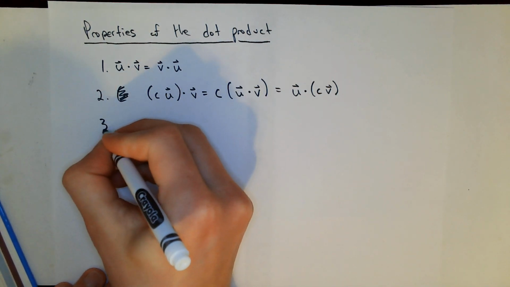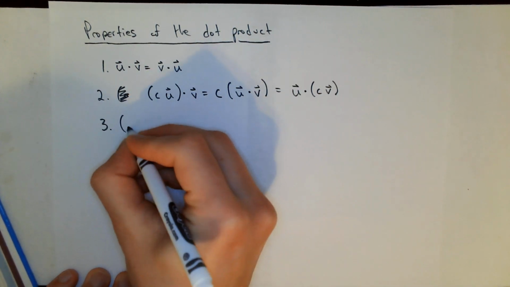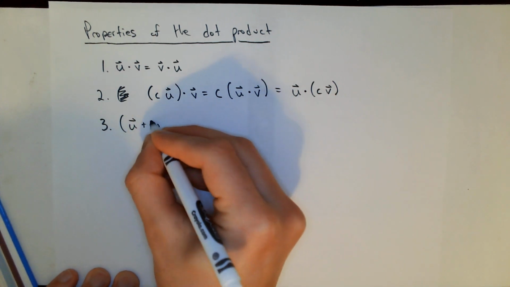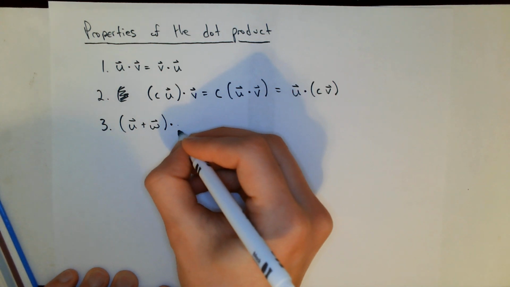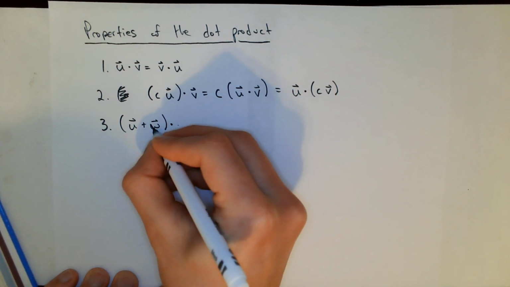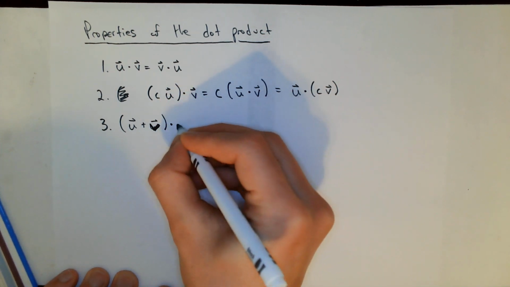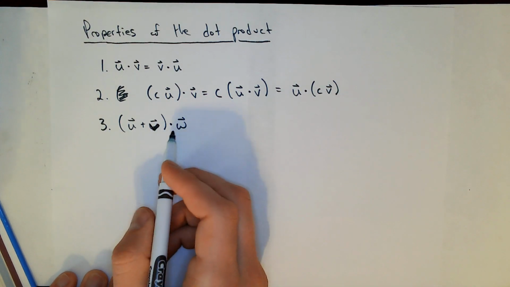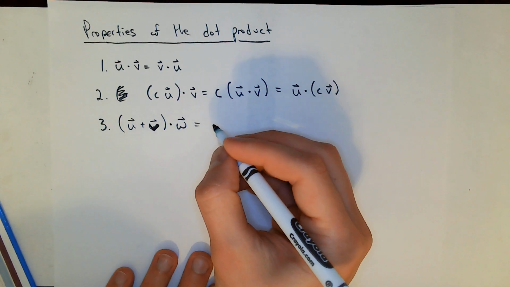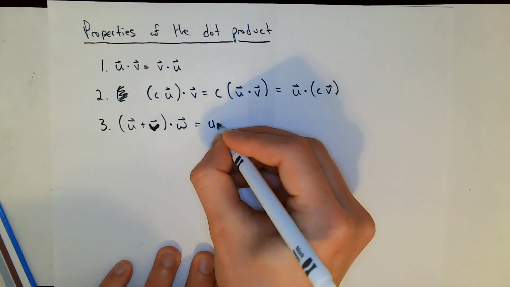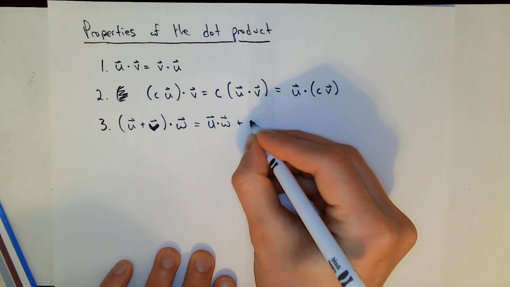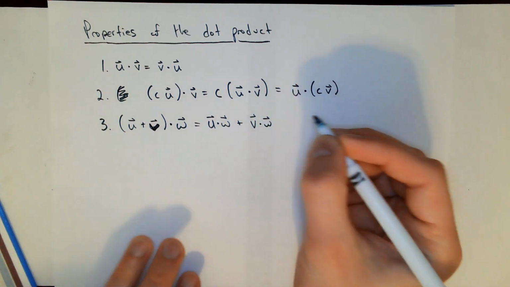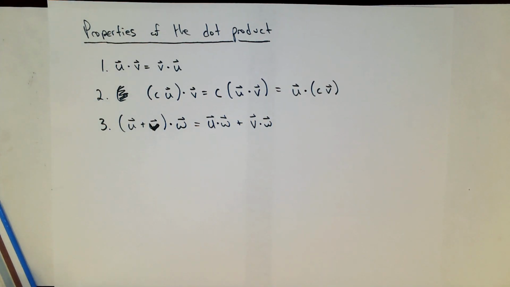Okay, we have the distribution property. I'm trying to follow along in the notation they give in the text. So there we go. That's u plus v dotted with w is equal to u dotted with w plus v dotted with w. In other words, distribution holds. Kind of like normal multiplication, right? There's a distribution property.